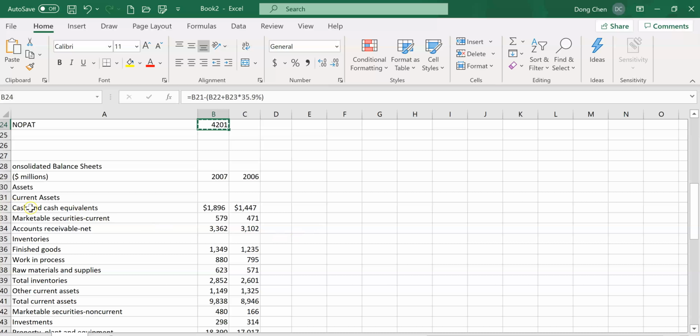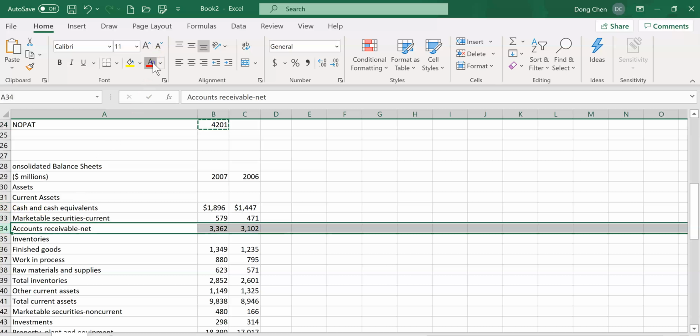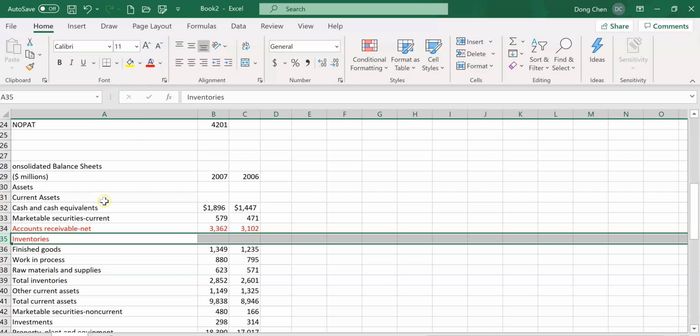So we start from the asset side. Cash and cash equivalents is non-operating. Marketable securities, this is also non-operating. Accounts receivable, this is operating. We mark that in red. And inventory, operating.